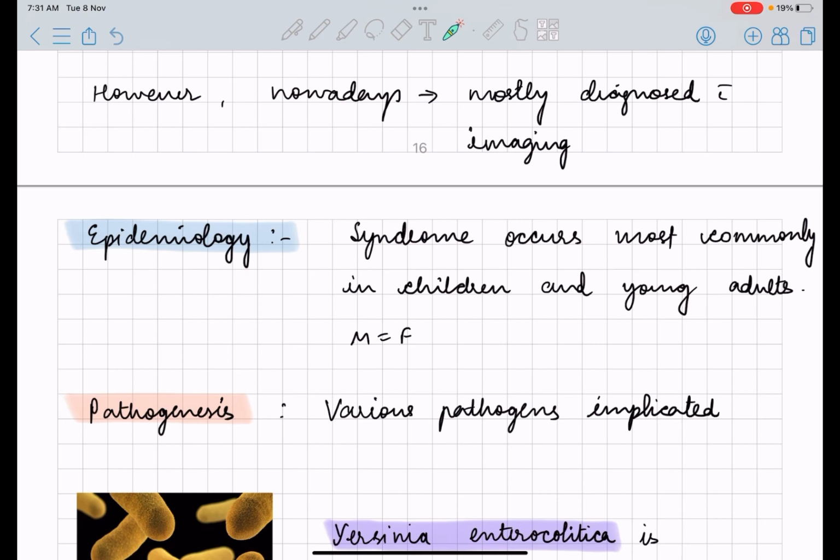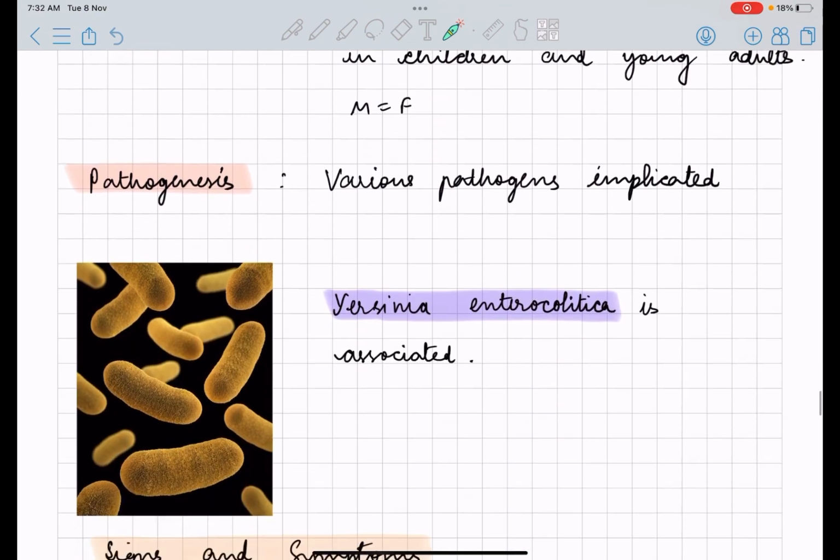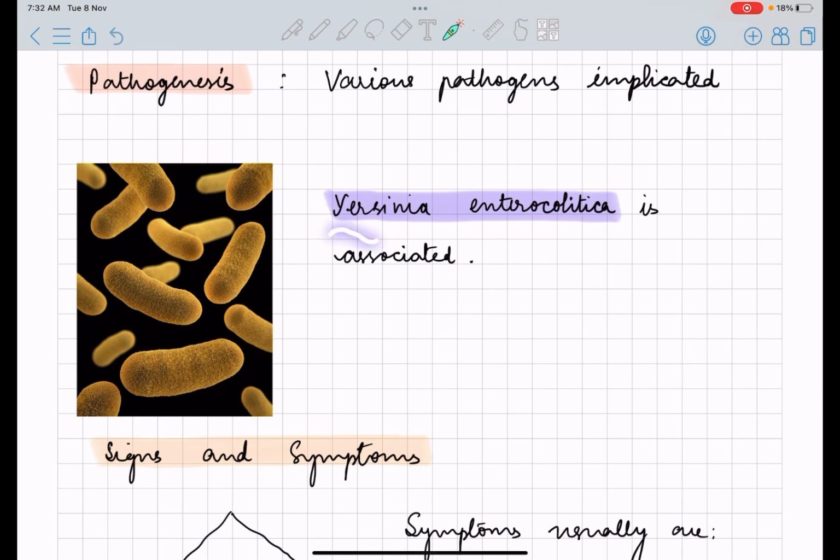Epidemiologically, the syndrome most commonly occurs in children and young adults. Various pathogens are implicated, various bacteria, viruses, but there is one organism whose name is mentioned very clearly in our textbook, and that is Yersinia enterocolitica. It is implicated in acute mesenteric lymphadenitis in children.